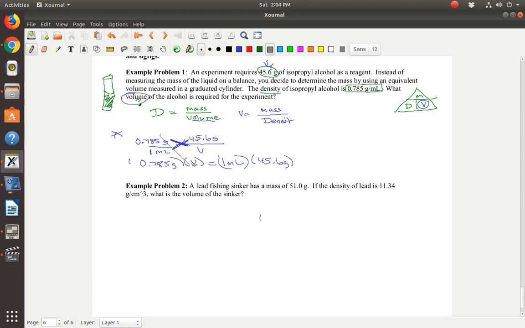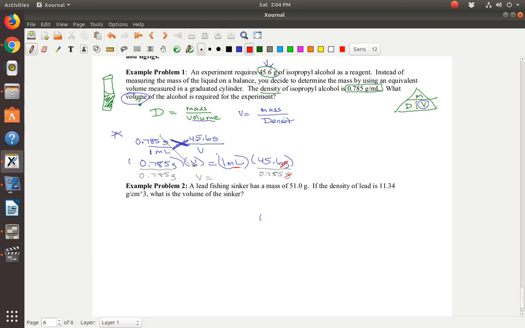Okay, so I got to divide by 0.785 grams. So V is going to be equal, because I divide both sides by 0.785 grams, to whatever that is over here. And now we have to remember canceling units: grams in the numerator, grams in the denominator, so they go away. The only unit that's left is milliliters.